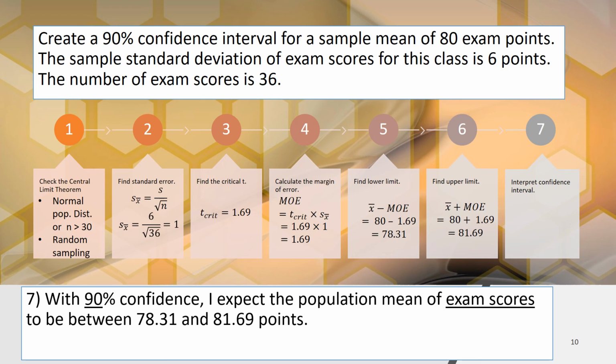So we're going to say with 90% confidence, I expect the population mean of exam scores to be between 78.31 and 81.69. And you can see, given everything was equal, including the standard deviations between both of the examples, that we have a larger confidence interval for the t distribution than over the z distribution. So you can see using a t distribution makes your confidence interval a little wider because the t critical is going to be a little bit larger than the z.